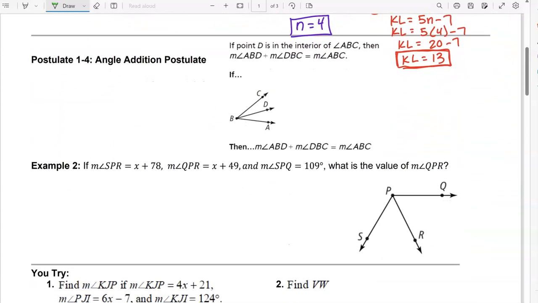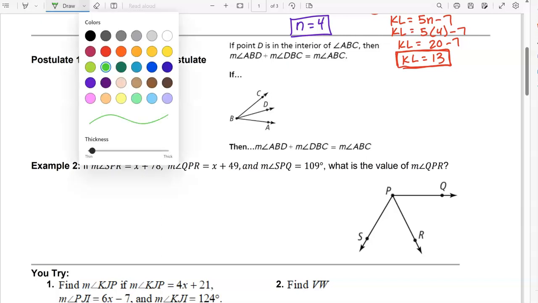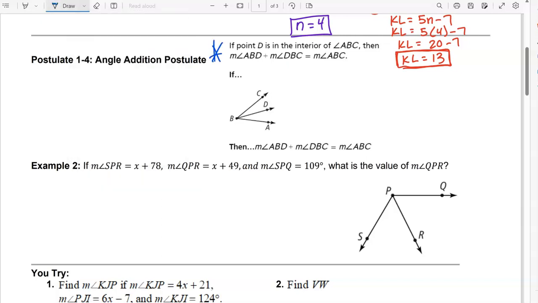The other postulate we are going to look at in this video is the angle addition postulate. It is very, very similar to the segment addition postulate. The only difference is we are now going to be dealing with angles. These angles are always going to be named with 3 letters, which is going to be an important fact from our vocabulary video that you watched previously. So in this angle addition postulate, right here, it says if point D is in the interior of angle ABC. Now notice angle ABC.